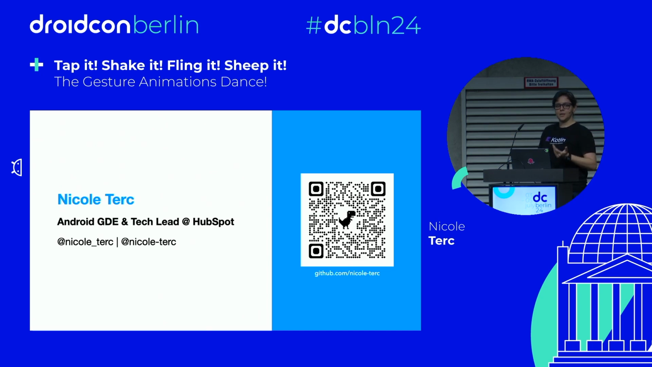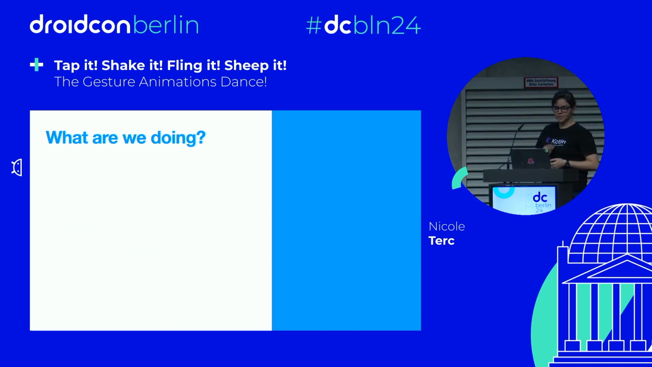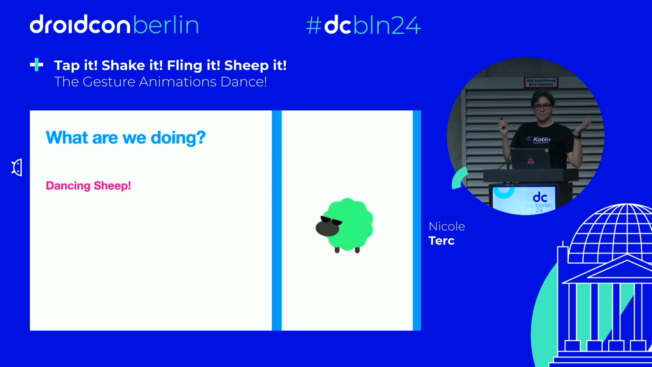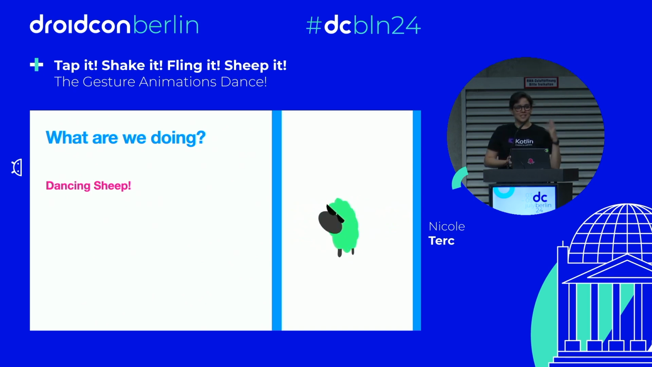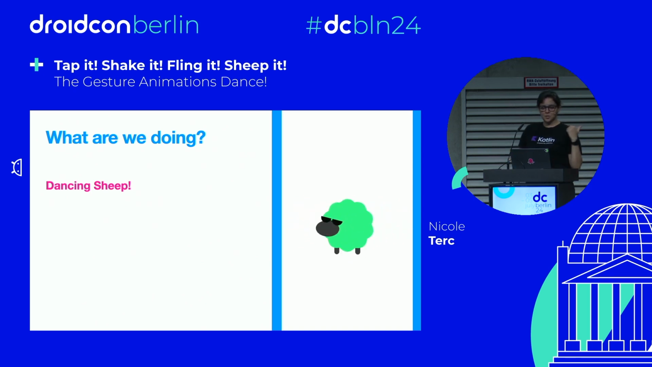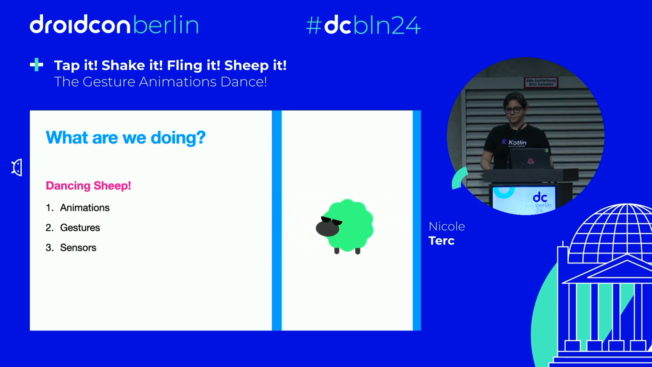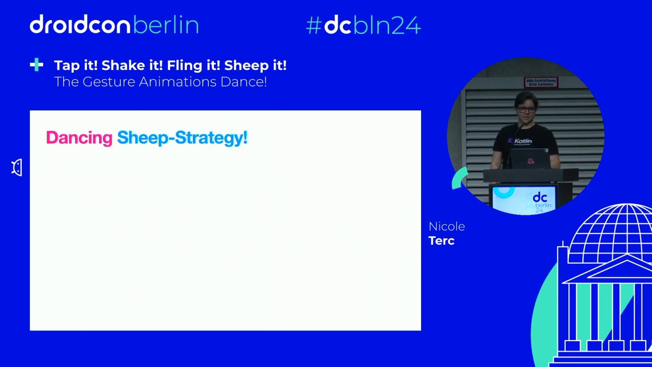But with this out of the way, let's take a look at what we're actually going to be doing today. And the answer to that, of course, is we're going to be making some dancing chips. In order to make them, we're going to need three things. We're going to use animations, we're going to use gestures, and we're going to use sensors. And how are these three things going to mix together? Let's take a look at our chip strategy for the day.